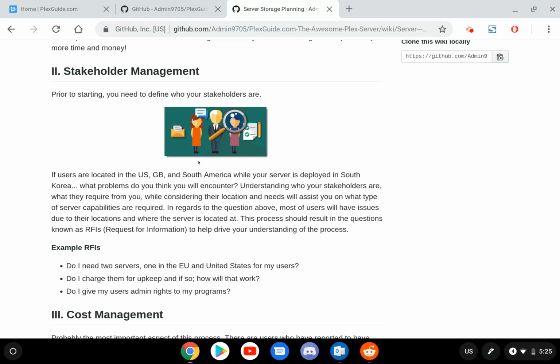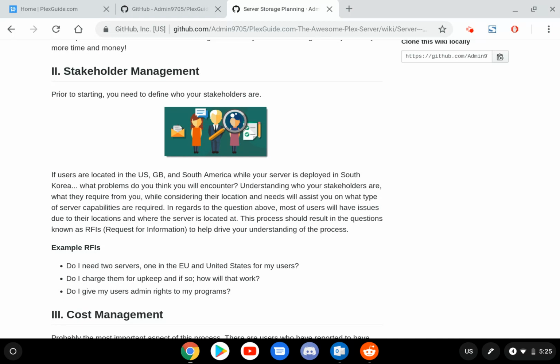There are people who do different things with Plex and MB servers. There are people who sell services, which I would not highly recommend at all. And there are people who just want to set up a Plex server so mom and dad can watch TV. So stakeholders are important because you've got to know where your stakeholders are, their location, whether they're donating to you or not. What bit rates are they using? Are they going to use duplicate IPs?